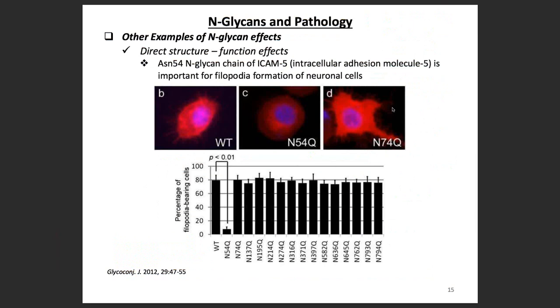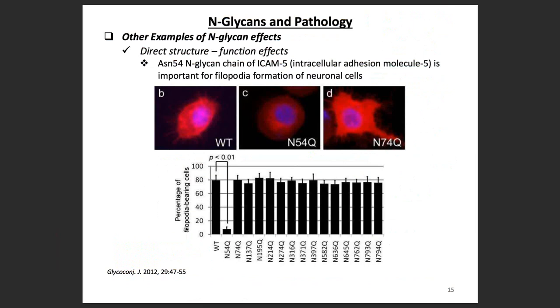So neuronal cells, they have filopodia, that means they have extensions and they can actually move around. And one of the important proteins that contributes to the movement is the intracellular adhesion molecule 5, ICAM5. So the authors were actually trying to understand whether glycans are important. And if glycans are important, is there some specificity? So what they did was they simply mutated the asparagine residues throughout the protein molecule, such that it would not carry a glycosyl chain.